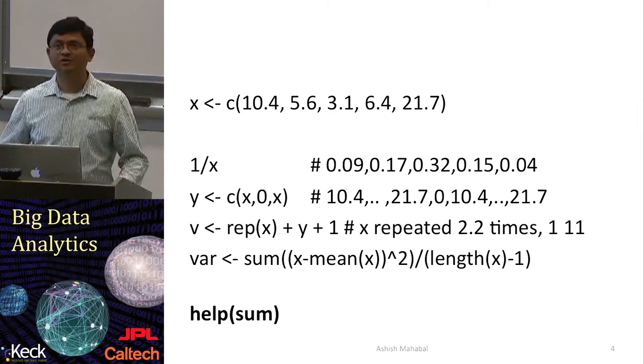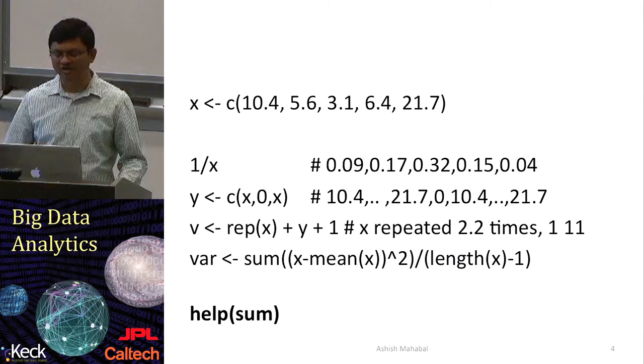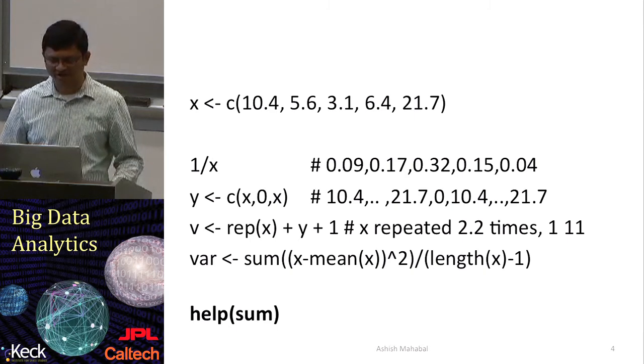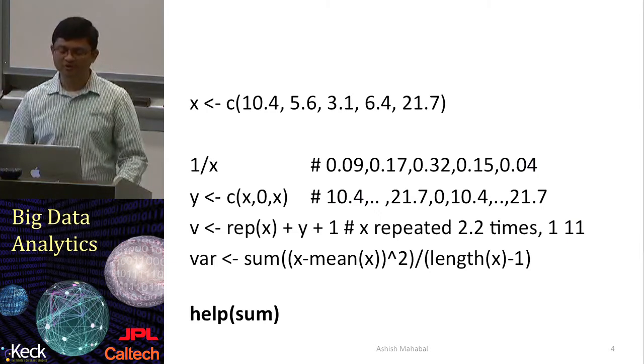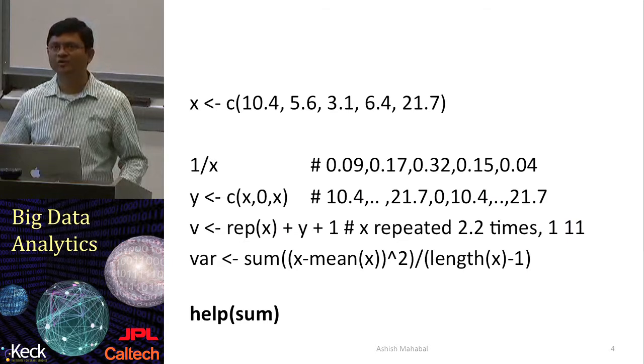Similarly, you can use the function repeat. And now I'm trying to assign to v a combination of things here. I'm saying that repeat x and add to that y and add to that 1. So 1, of course, is an atom, and y is something that has 11 values, whereas x has 5 values. So what it's going to do is try to repeat x as many times as necessary so that its length equals the longest of the 3 arguments on the right-hand side.